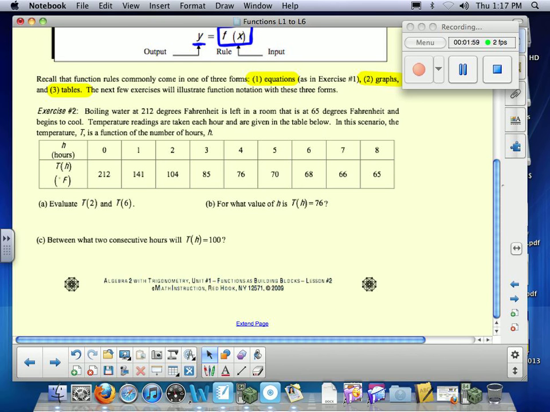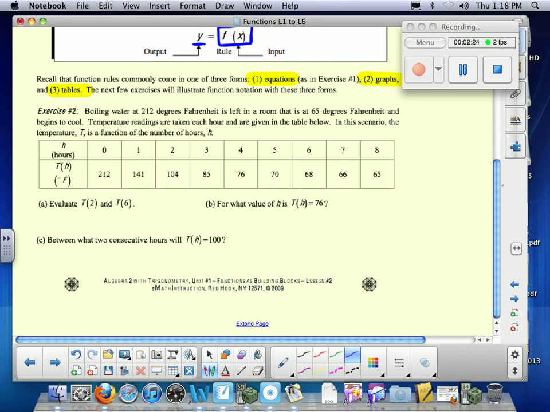We're going to boil water to 212 degrees Fahrenheit, and then we're going to leave it alone in a room that is 65 degrees Fahrenheit. Obviously, the water is going to start to cool. Here are the temperatures taken each hour. So we have a function of the temperature in terms of the hours that the water has been sitting.